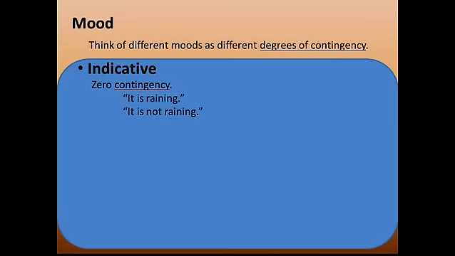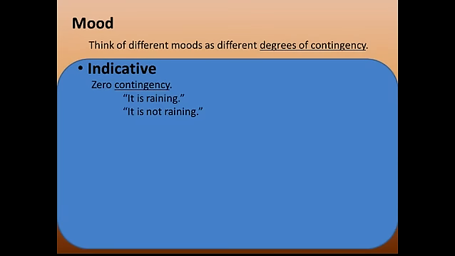I might say, it is not raining. If I say it is not raining, there's no contingency there. You know, the weatherman gets on television and forecasts the weather for tomorrow, and truth be told, it may be that there is some contingency about the weather. The weatherman's not always right. Nonetheless, he may speak in the indicative mood and say with confidence, it will rain heavily tomorrow.